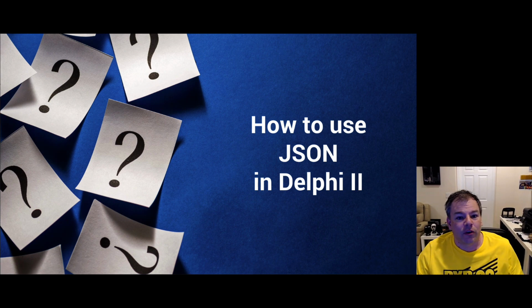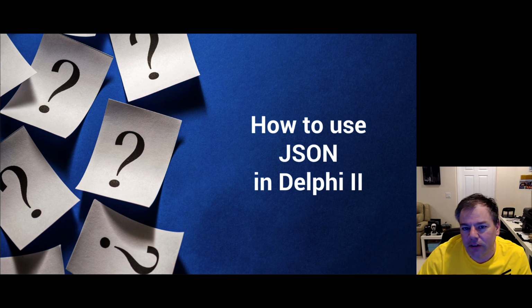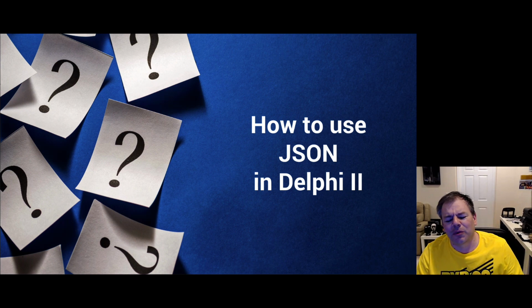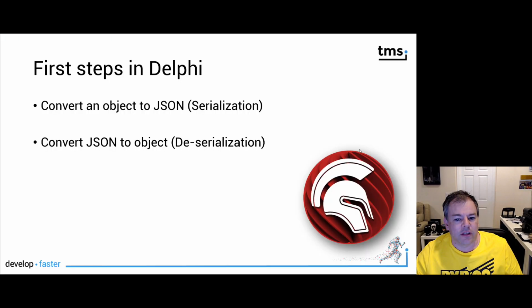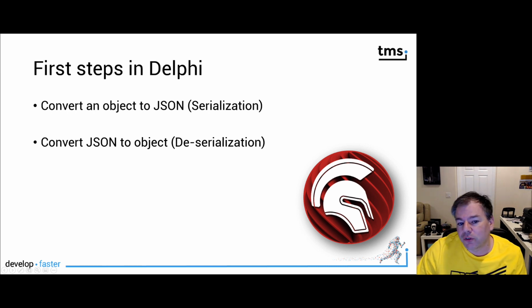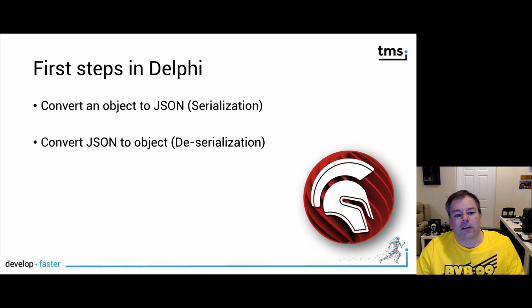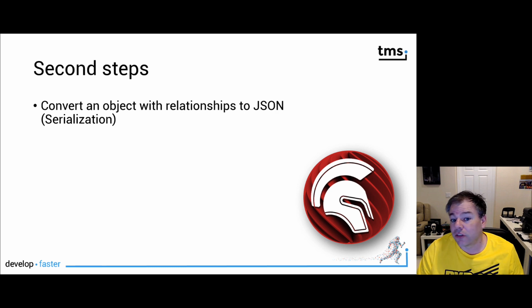In the previous episode, I started talking about JSON. And in this episode, we'll dig deeper into another way to use JSON because we only looked at, as the next slide will show, in our first steps, we only looked at converting one object to JSON, which is called serialization. And we also did the reverse, deserialization, looking into how to convert JSON to object. And today, step number 2, we're going to make the object a little bit more complex.